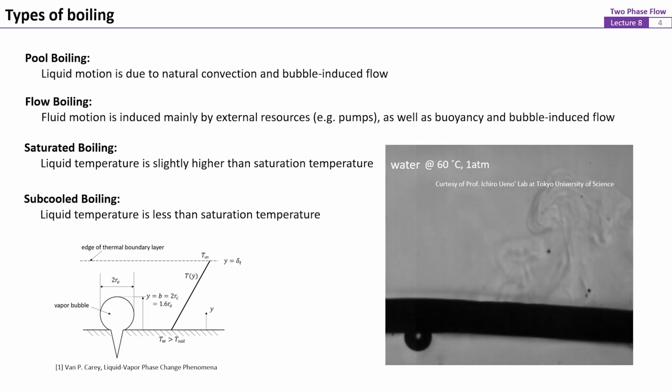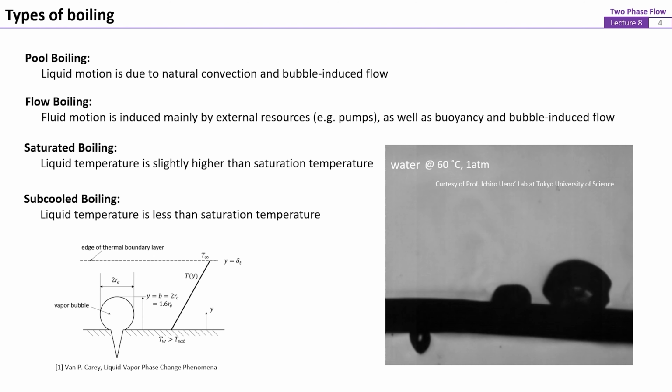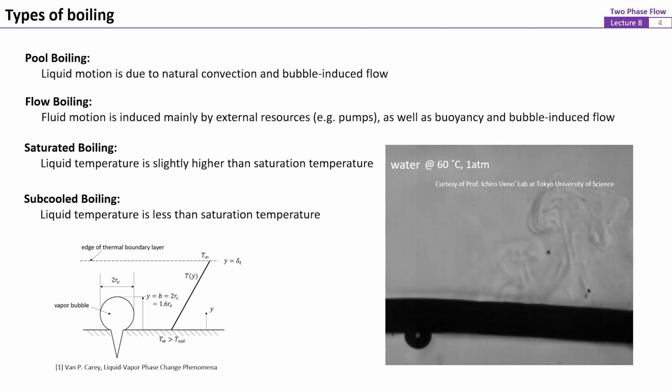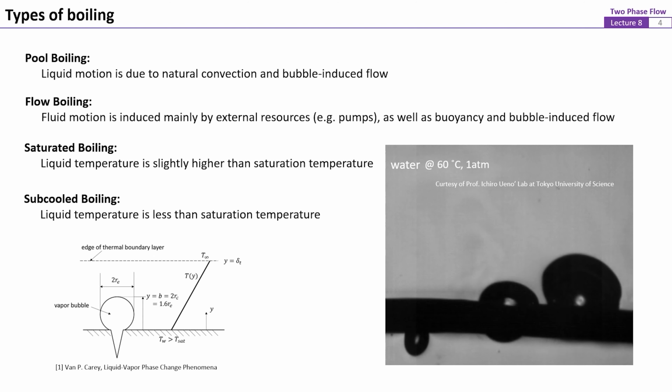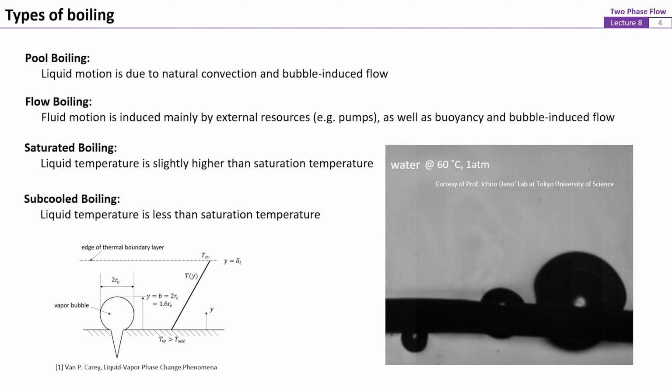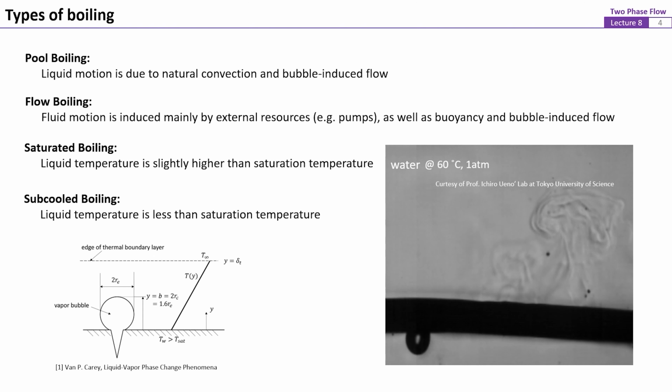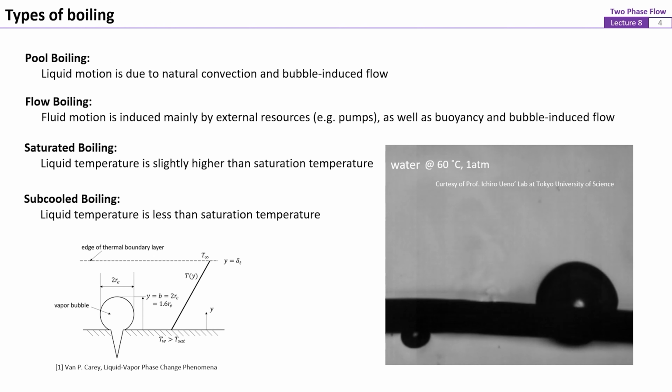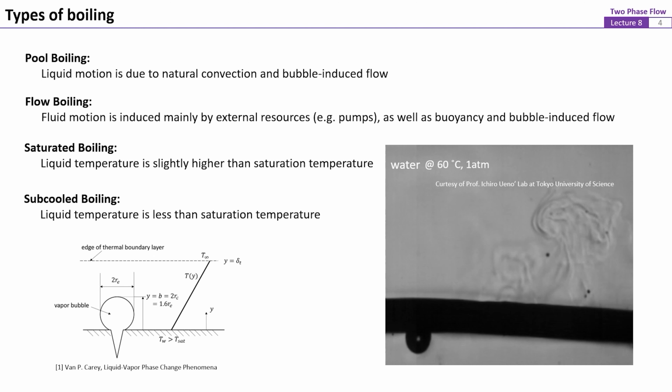On the other hand, depending on the condition of the surrounding liquid, boiling can also be classified as saturated boiling or subcooled boiling. Saturated boiling is the condition for boiling in a liquid at the saturation temperature. In subcooled boiling, the liquid temperature is below the saturation temperature at the current pressure. This video here shows a subcooled boiling process of water.